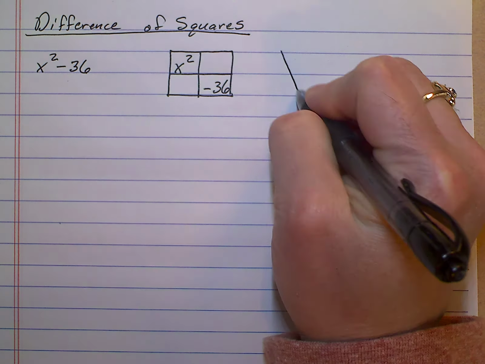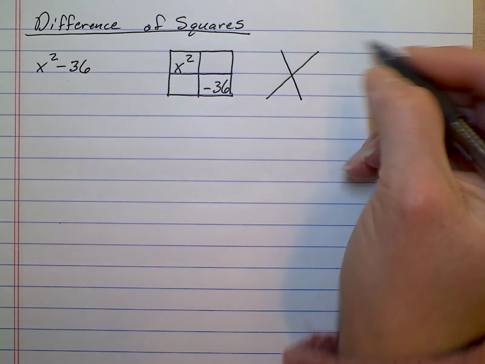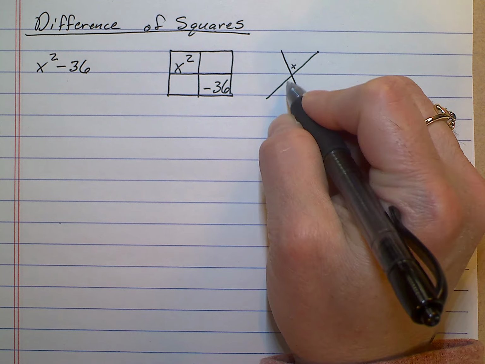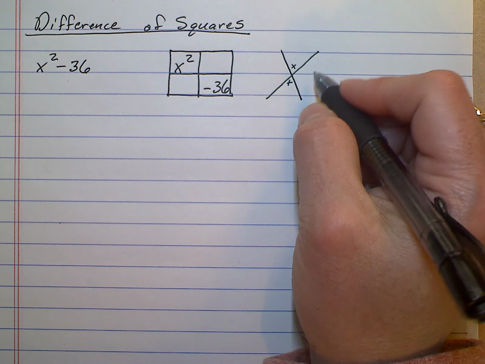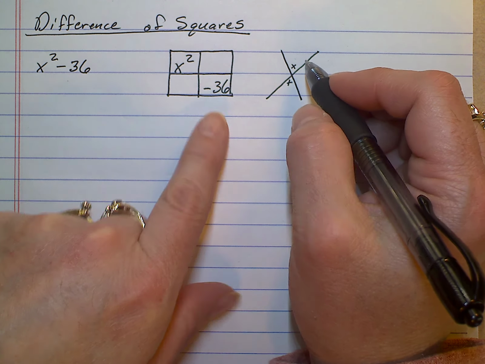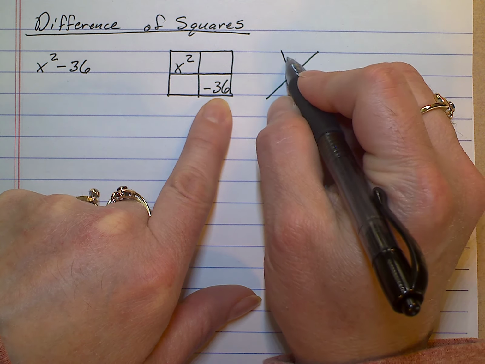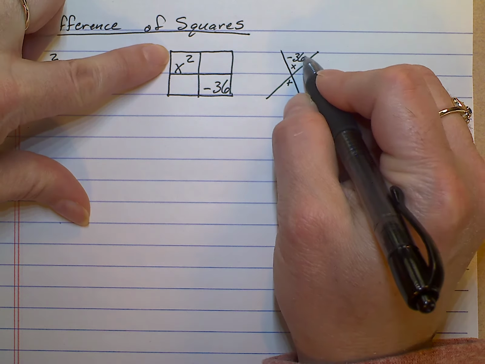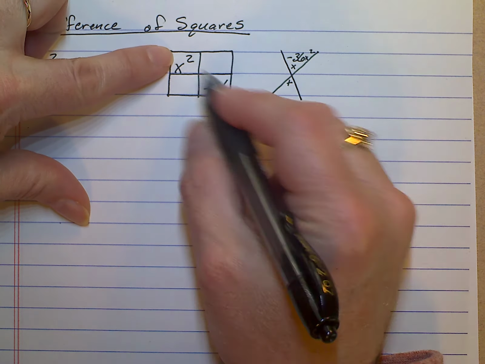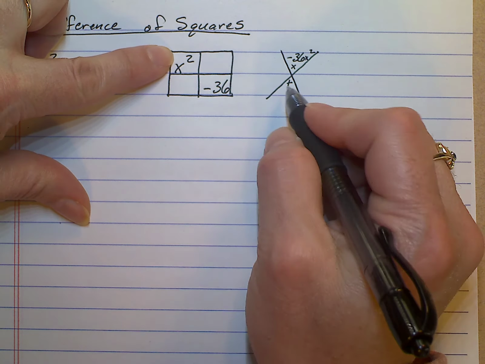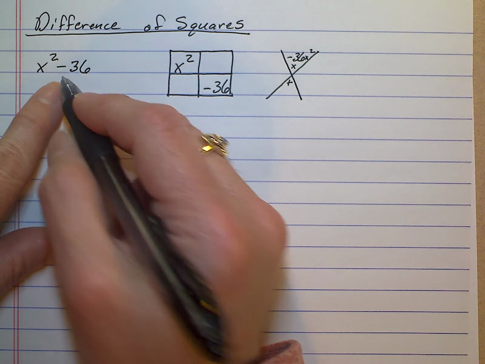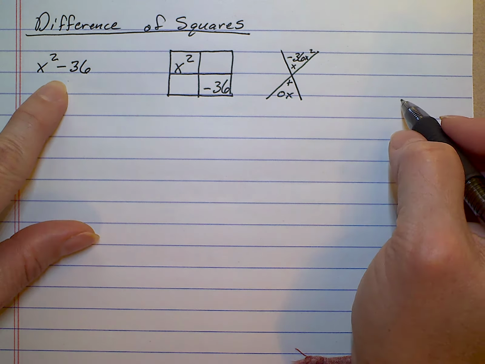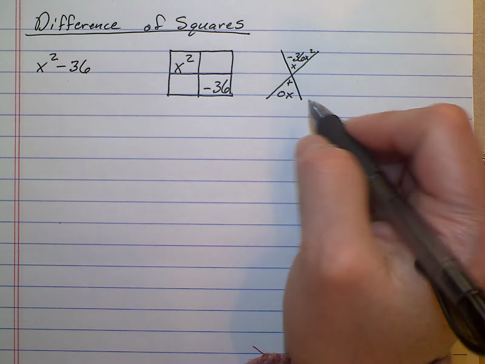So remember the x games? We have to multiply to get these and add to get these. Well, that's what we're going to do. We are going to multiply to get the constant term, the negative 36, times x squared. We're multiplying to get these, but we're going to add to get this middle term, which right now is 0. So this funny thing happens.